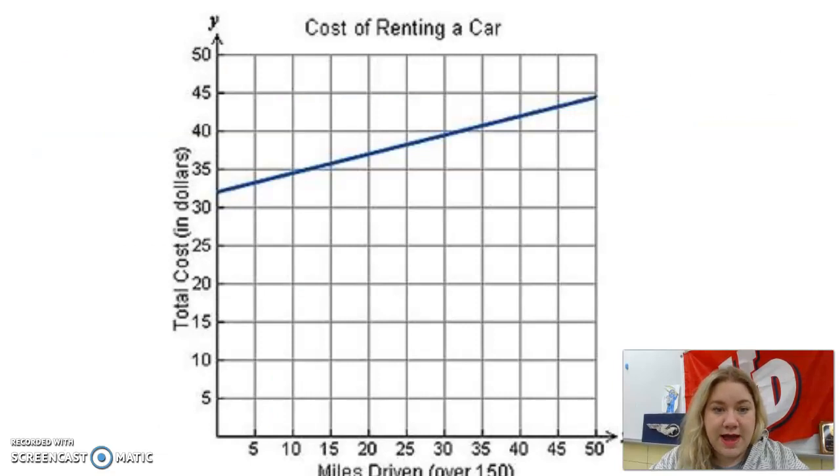Here is another graph. So we're looking at the cost of renting a car. Let's take a minute, make some observations, try to find some perfect points, and see what you think.